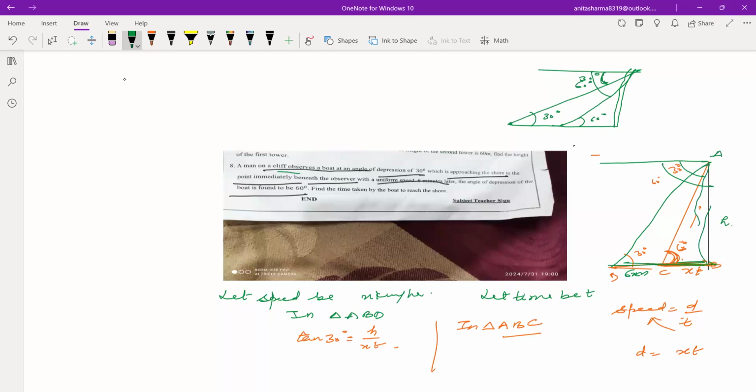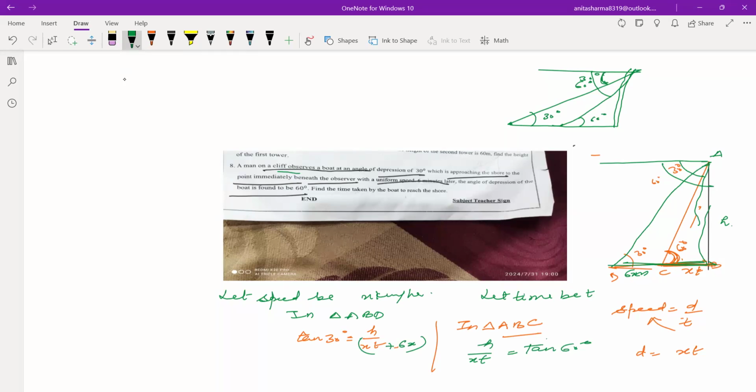Right? So this is the bigger triangle, na? So it will be xt plus 6x, na? And in this triangle, it will be h upon xt is equal to tan 60. Right? Now solve it and then you will get the answer.